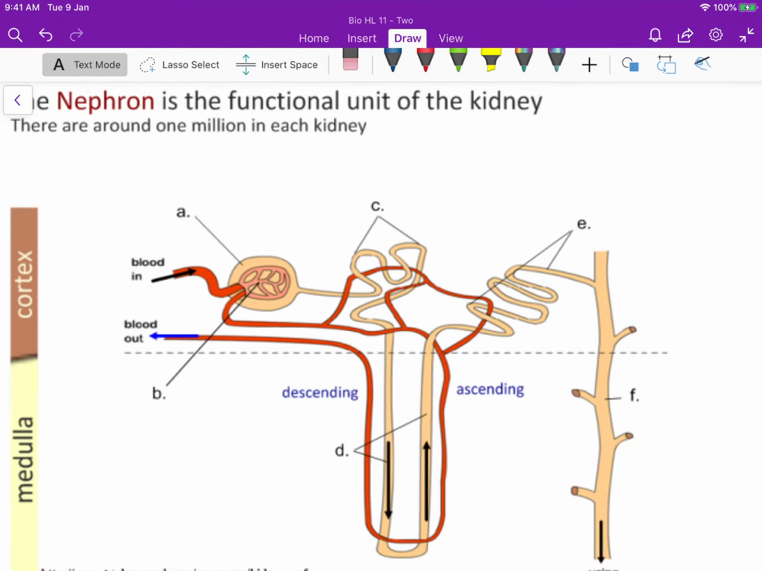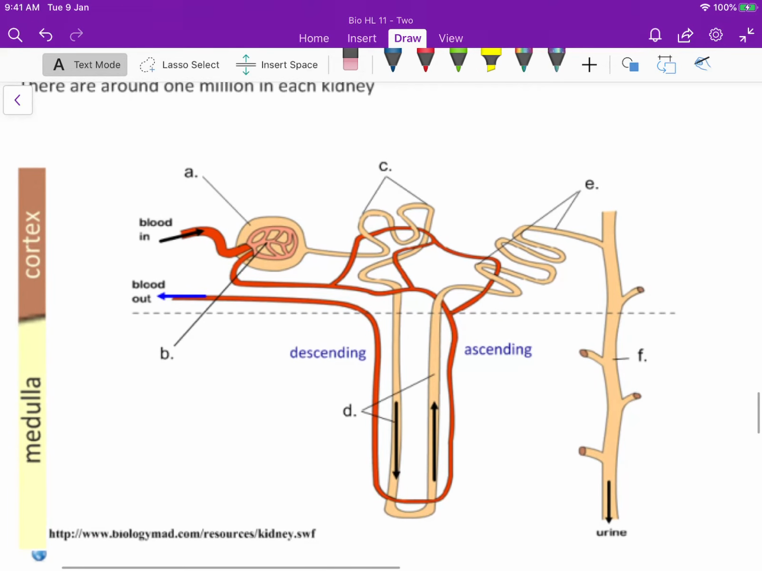So the overall functional unit of the kidney is called the nephron, and there are around a million in each kidney. So we've got millions in both kidneys combined, and you can see that they're quite long because they stretch all the way up from the cortex, this region at the top here, and go all the way down into the medulla.